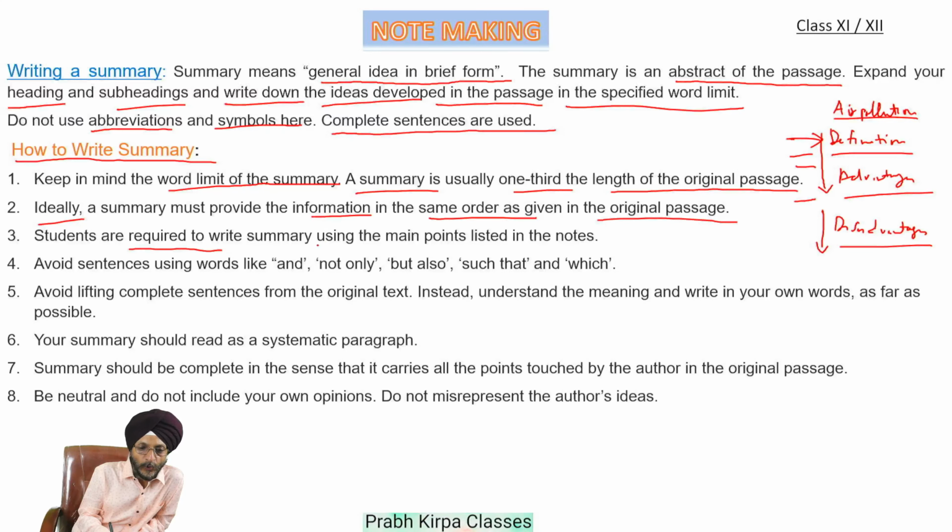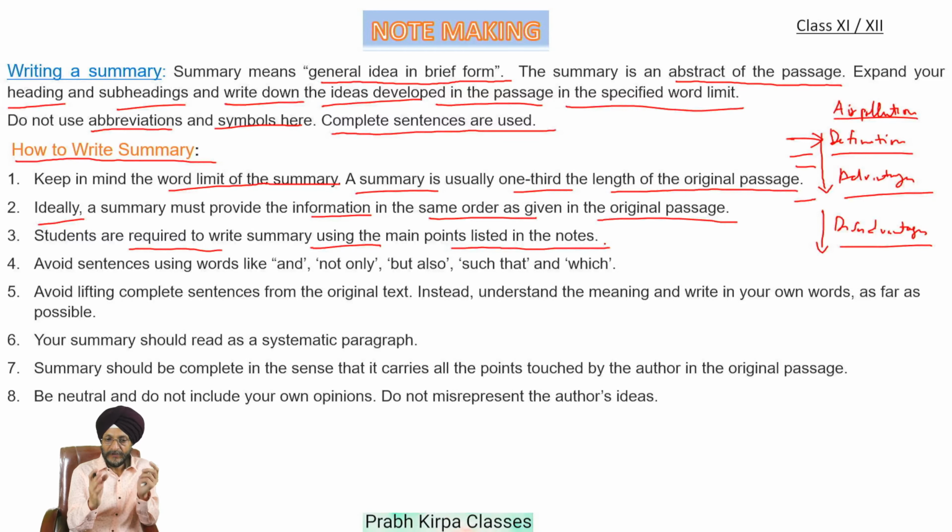Students are required to write summary using the main points listed in the notes. In the note making format, in the previous pages we have noted that first comes the title, then heading, then subheading. We are to make the summary on the basis of those points which we have listed in the notes in heading and subheading, and not any other point. We are to use only those headings and subheadings while making the summary.